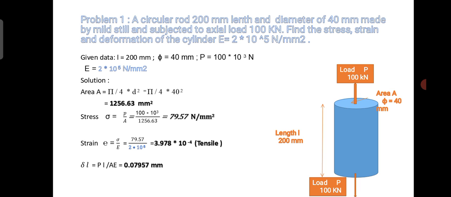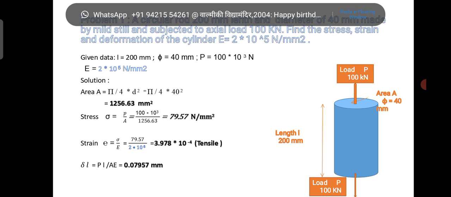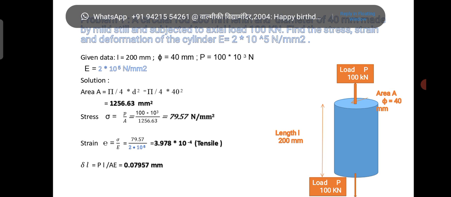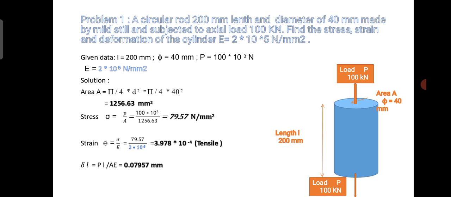Our first aim is to calculate the area. It is a cylinder and the axial load is applied from the top and bottom. That's why the applied area, or cross-sectional area, is the top circular section. So d equals 40, and the area is pi by 4 d square, so pi by 4 into 40 square. So we have area equal to 1256.63 mm square.